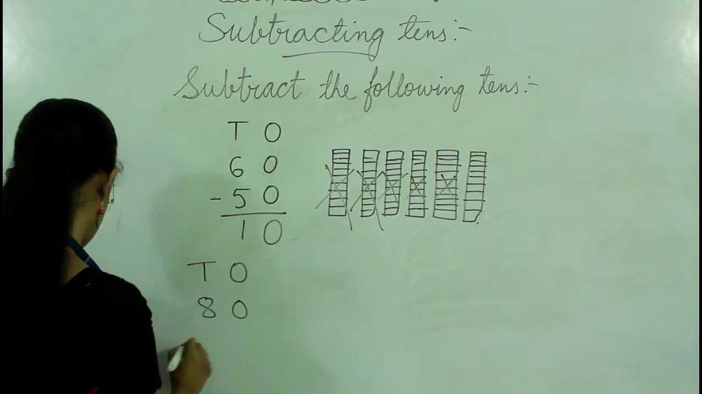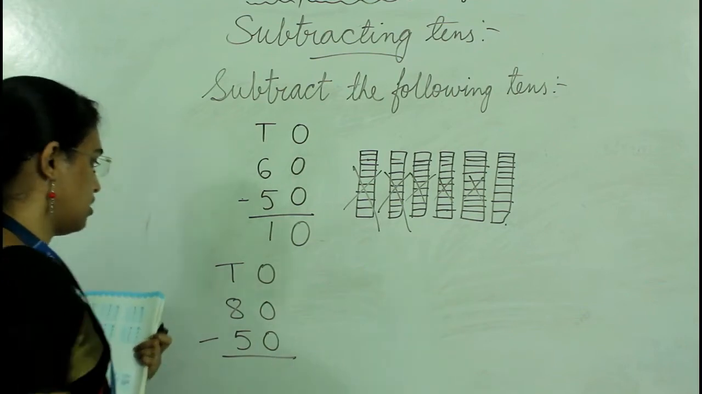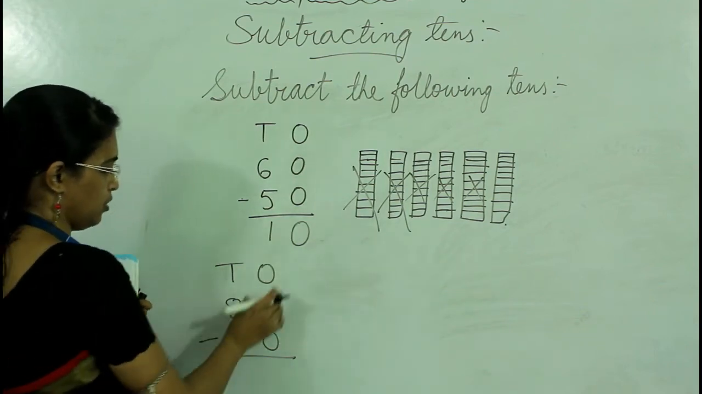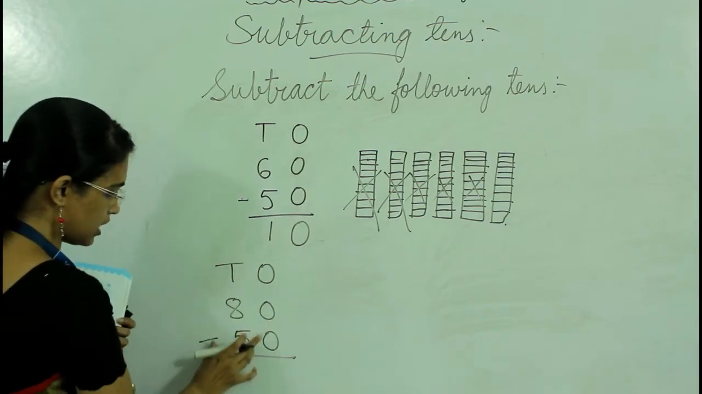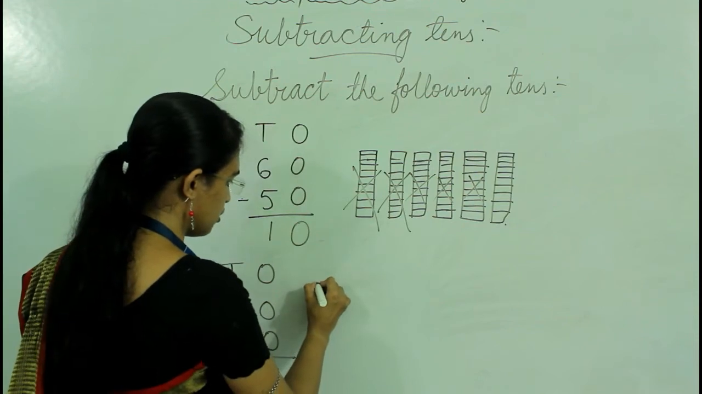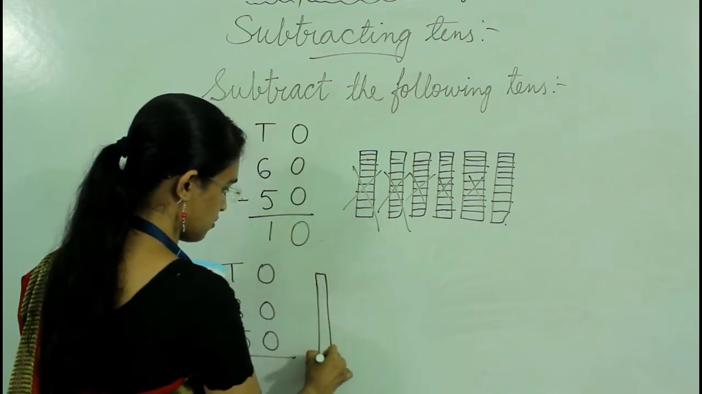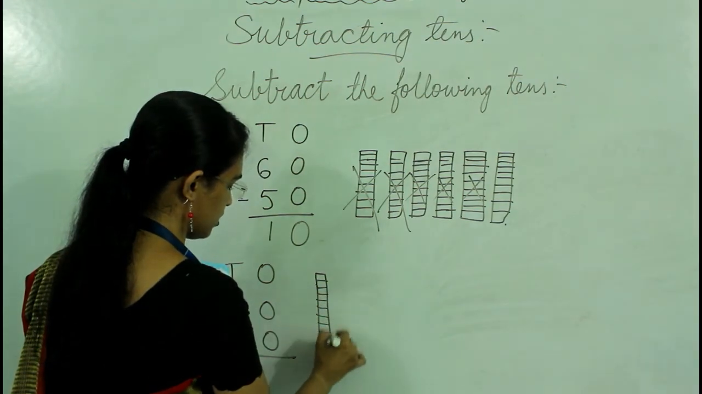Now our next question. 80 minus 50. In the ones place there is 0, so no need to draw anything. In the tens place we have 8 and 5. So how many blocks do we have to draw? 8 blocks. 1, 2, 3, 4, 5, 6, 7, 8, 9, 10.